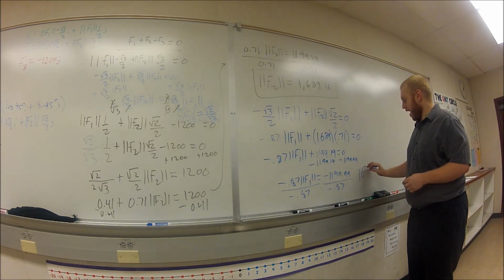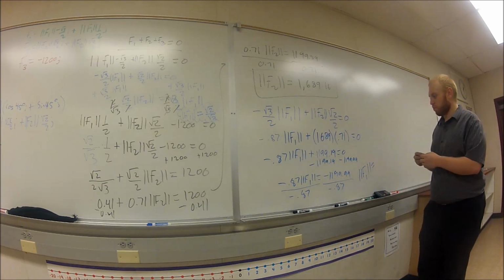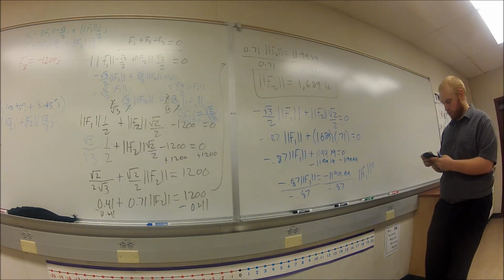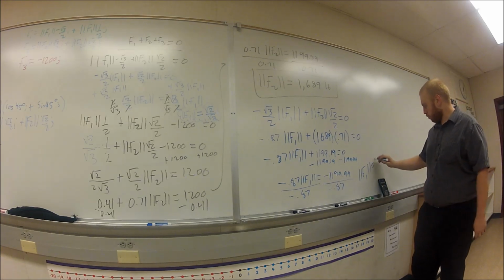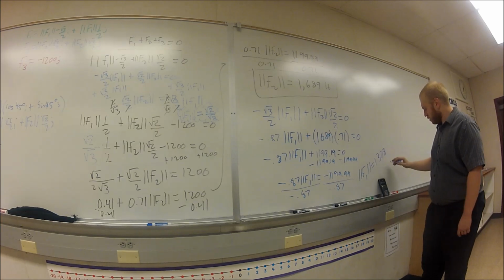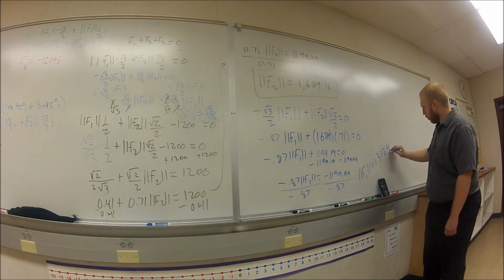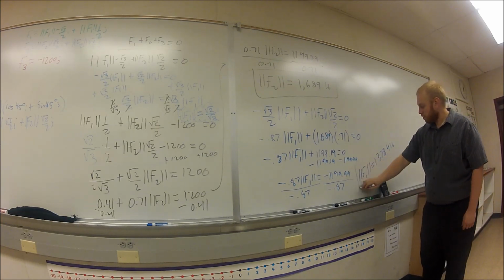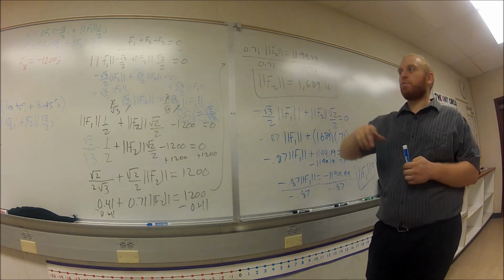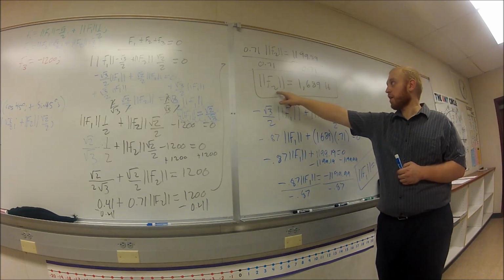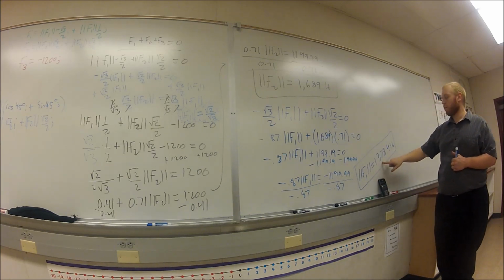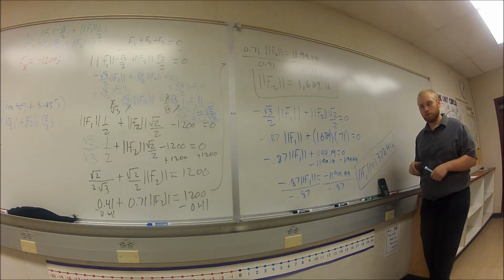And we're going to get magnitude of force 1 is equal to 1,378.4. There we go. We got what it asked for. That's for the tension of both cables. We got the tension of the second cable was 1,689 pounds, and we got the tension of the first cable was 1,378.4 pounds.